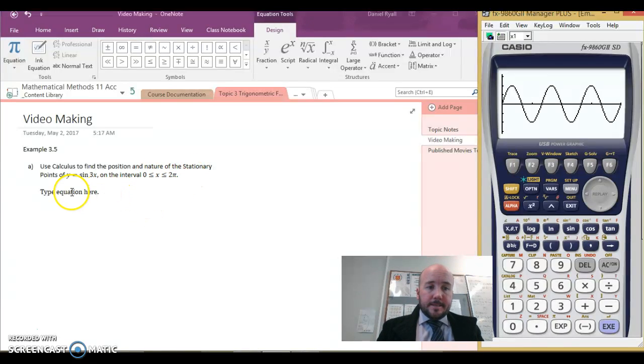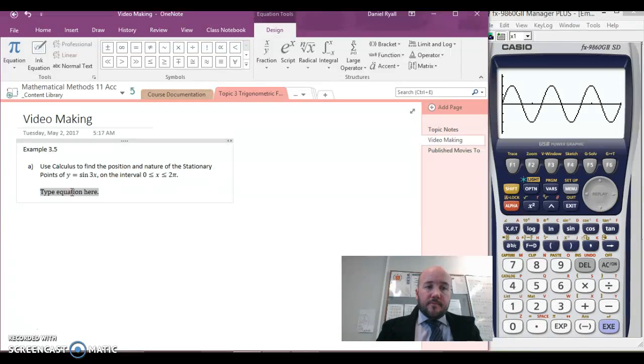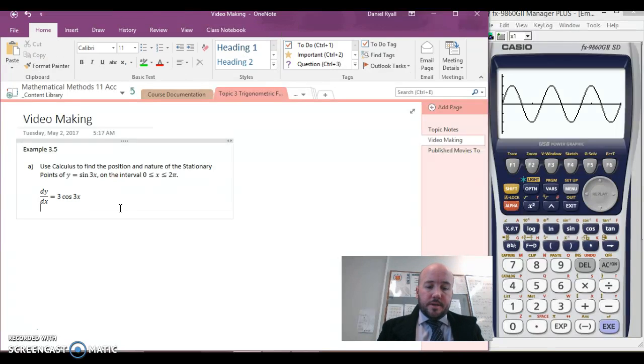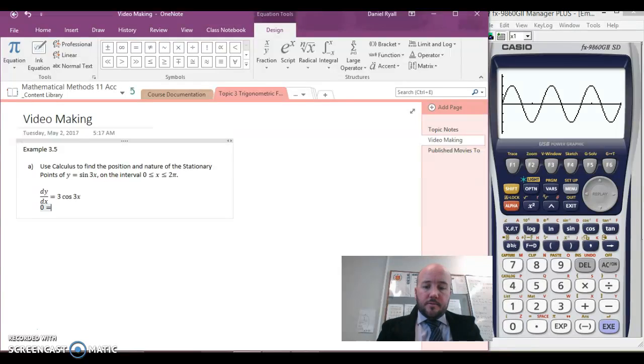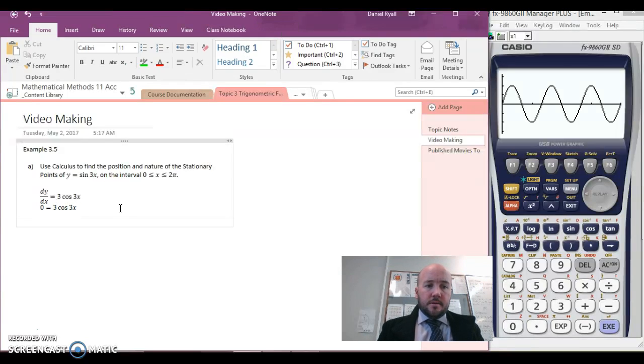to 2 pi. And if we're using algebra to do that, we obviously need to use a bit of calculus first. So we're going to find the derivative of that function. Having done chapter 2, we should know that that's going to be 3 lots of cosine 3x. The derivative is equal to 0 when we're at a stationary point. So if we find 0 equals 3 cosine of 3x, what we're trying to do is get x by itself.